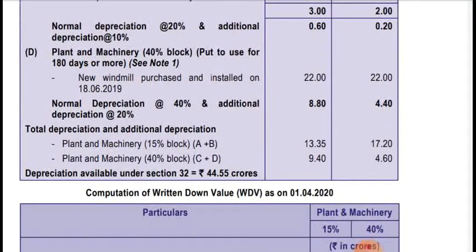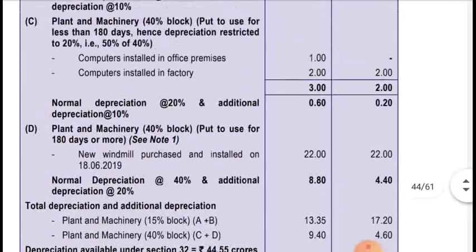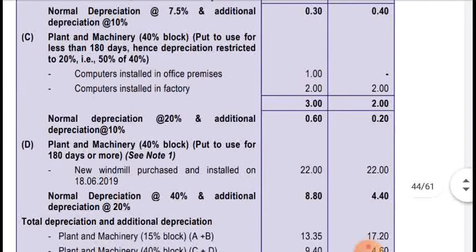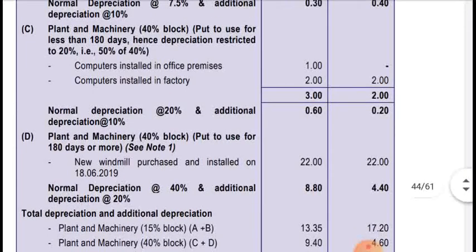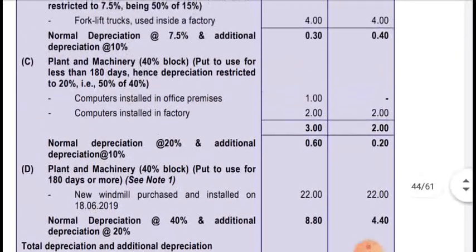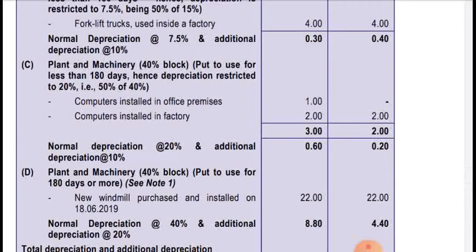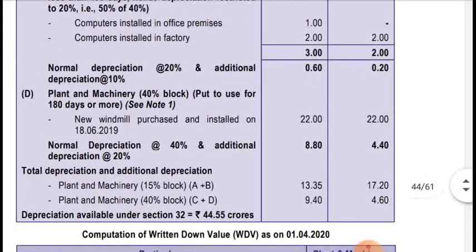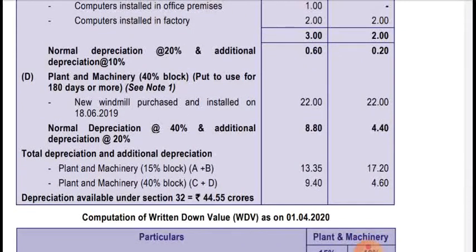And on plant and machinery 40% block, it is 0.6 and 8.8, so it comes to 9.4. In additional depreciation, 0.2 and 4.4 come to 4.6. So total depreciation available under section 32 is 13.35 plus 17.2 plus 9.4 plus 4.6, and the total comes to 44.55. This total depreciation will be charged.